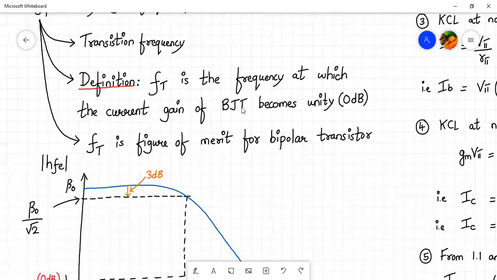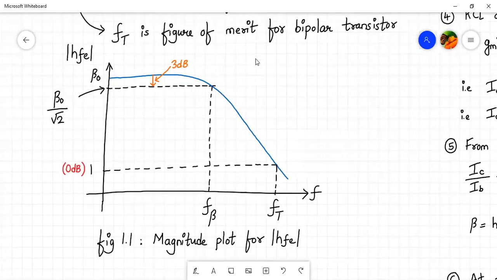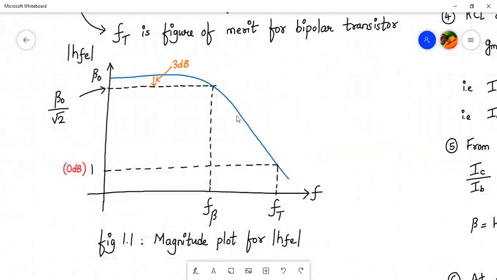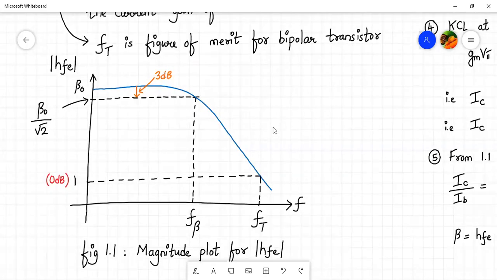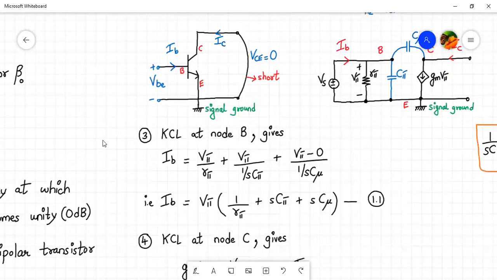Now let's look at the representation of this, the magnitude plot of HFE. HFE is nothing but the beta. So your beta also changes with the frequency, as you can see, as we go to higher and higher frequency and we go 3 dB down, right? That is beta naught upon root 2. You will get F beta, that is the beta cutoff frequency. And when your HFE becomes 1, that is a unity gain or 0 dB, that particular frequency is called the transition frequency, as marked over here in the frequency response, right? And this is at a very, very high frequency. Your FT is very, very high compared to F beta also, right? So let's start with the derivation for the beta cutoff frequency first.